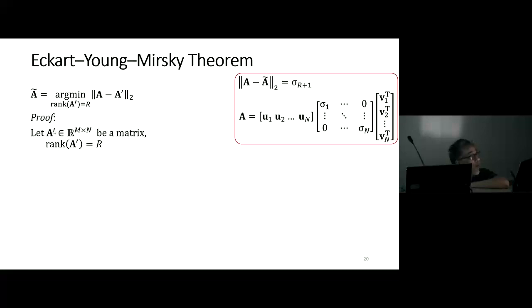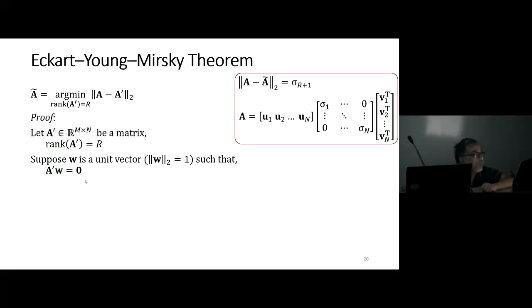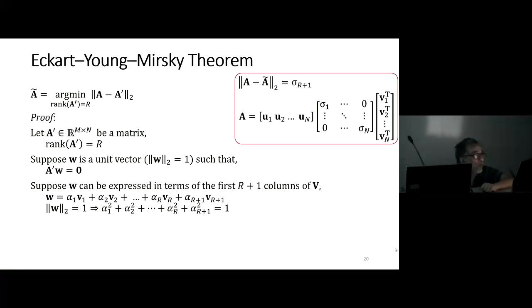Now let A prime be a matrix of the same size as A, but of rank R. Now we are considering A prime, any other rank R matrix. And let W be a unit vector such that A prime times W equals 0. Because this is not full rank, that's why such a vector W exists. Now, there are two suppositions. I'll explain this in the next slide.